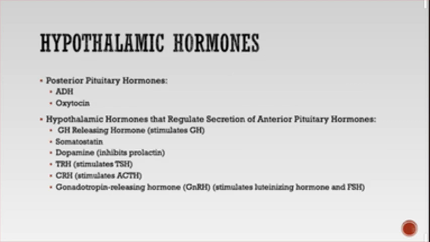So the hormones that the hypothalamus produces are going to be synthesized in the hypothalamus and then travel to the posterior pituitary. Right? The posterior pituitary hormones are going to be your ADH and your oxytocin. And then there are hypothalamic hormones that regulate secretion of the anterior pituitary hormones. So this is going to be your GH-releasing hormone, somatostatin, dopamine, TRH, CRH, and gonadotropin-releasing hormone.